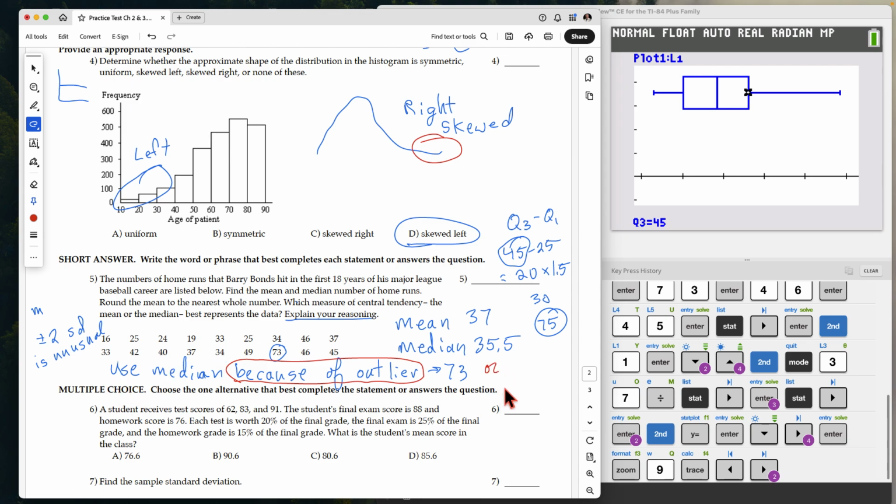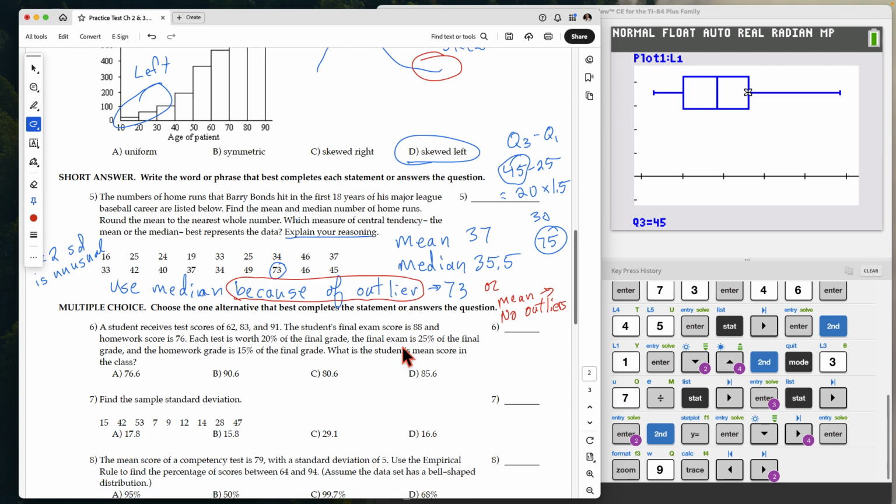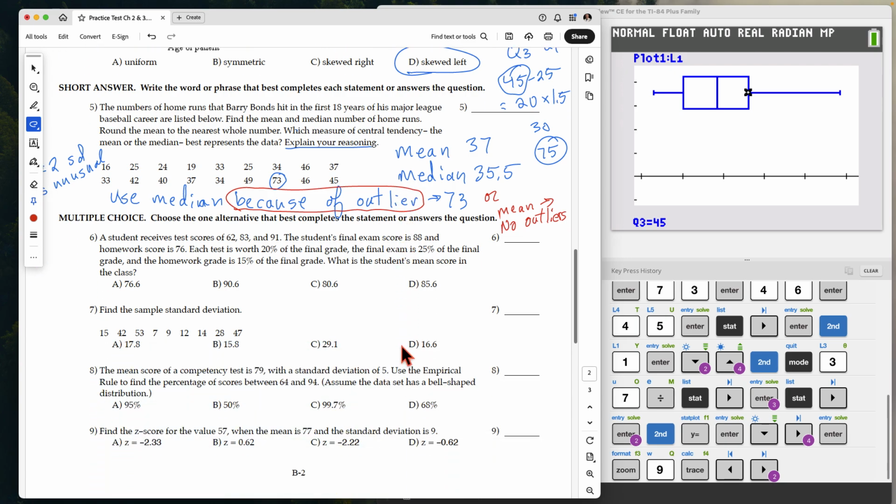Let me see, alternate answer. Mean would have to be saying that there are no outliers. Okay, so both would be correct. I'd accept both because technically there's not an outlier. It's just beyond the field if you do the calculation. But visually it looks like it, so I'd accept that as well. And there we go. Okay, let's keep going.